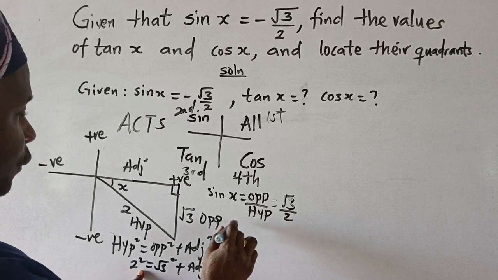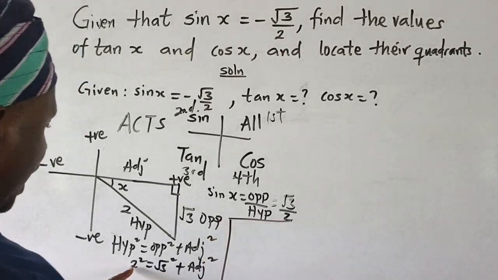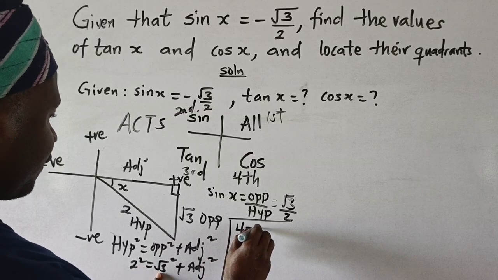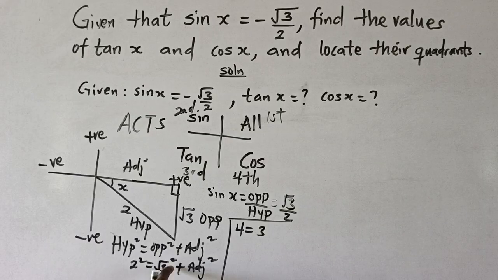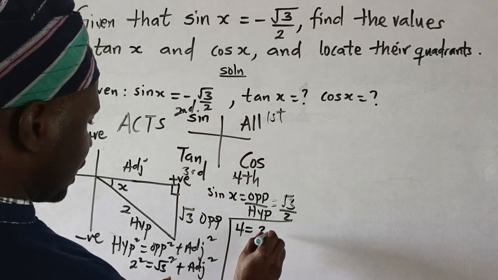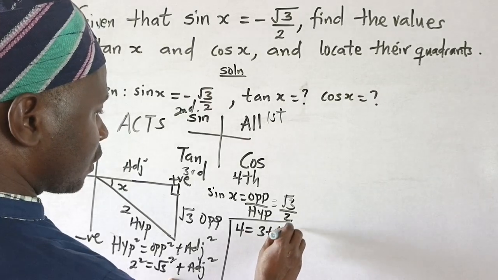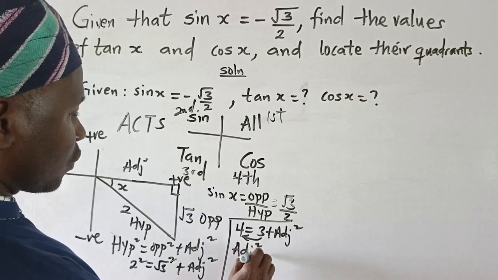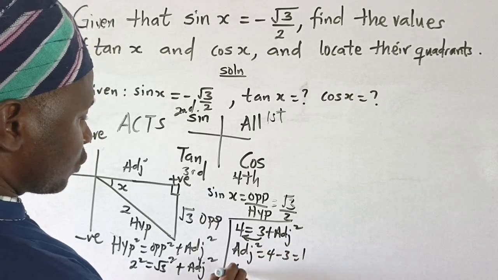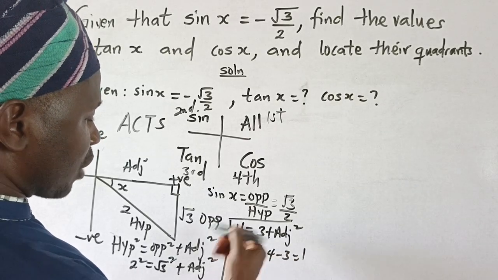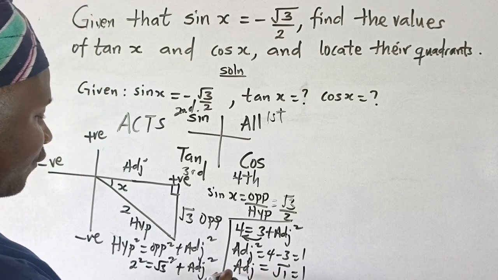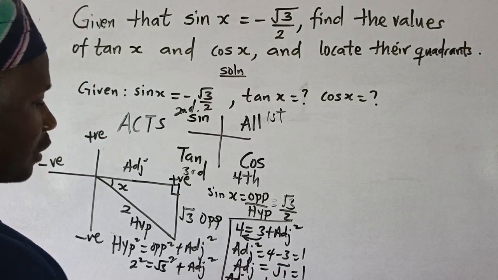Solving further here, we have 4, that is 2 square, and root 3 square. We have 3, the square root and the power of 2 will cancel out. So we have power of 2 here, we cancel out. Then here we have adjacent square. Solving further, 3 is coming here. So therefore we have adjacent square equals to 4 minus 3, which is 1. So therefore, by taking the square root on both sides, adjacent equals to square root of 1, which is 1. So therefore, we have adjacent to be 1.